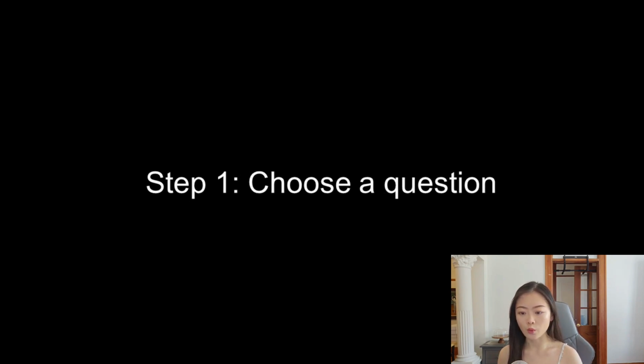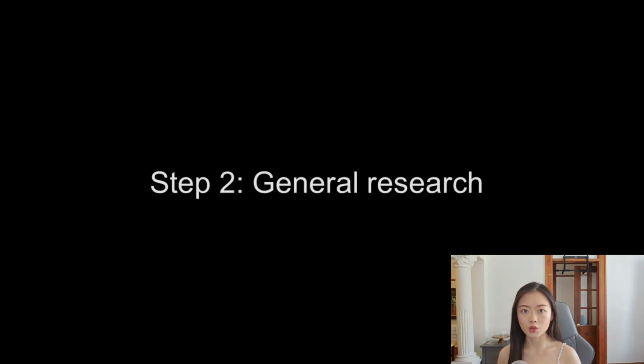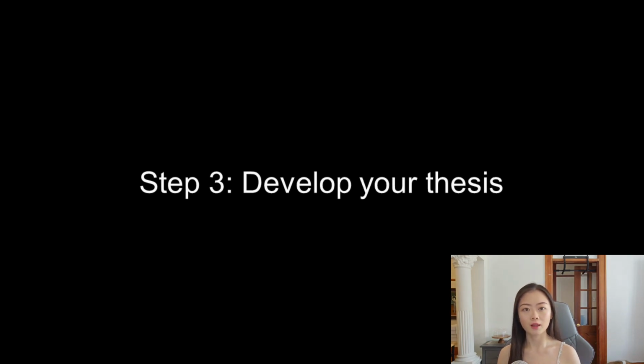After you choose a question, the second step is to do general research. What do I mean by general research? I mean, you should read at least 5 articles about the topic you choose to build some background knowledge, and from there, which leads us to the third step, you can develop your thesis, meaning your viewpoint.